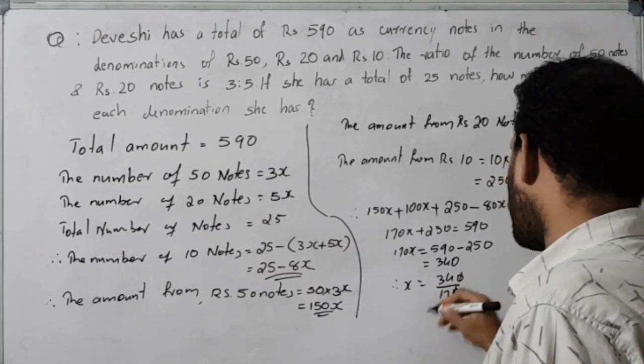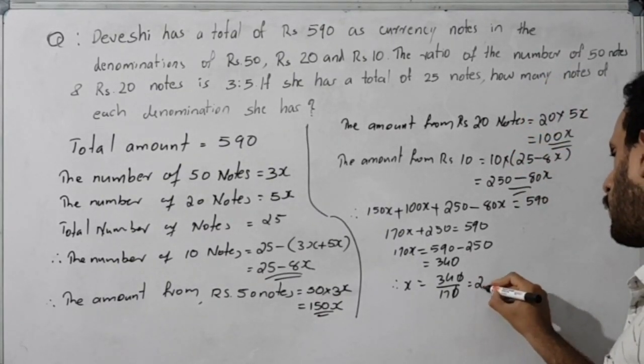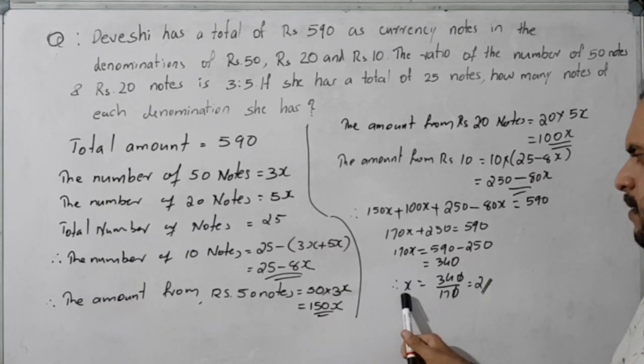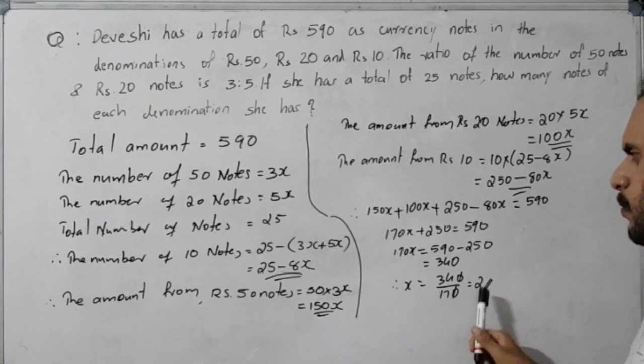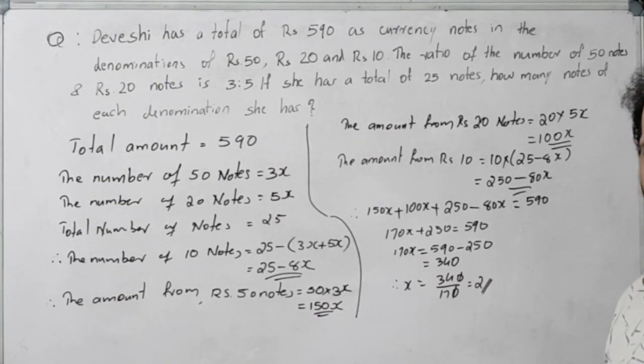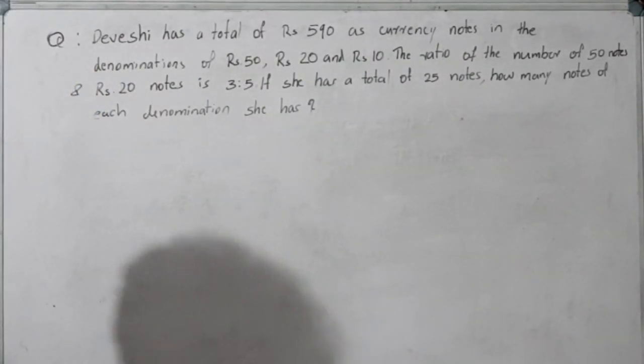Then 0 cancels 0, and 17 into 34, how many times? 2 times. Correct? Then what is the value of x? The value of x is equal to 2. Okay? The value of x is equal to 2.